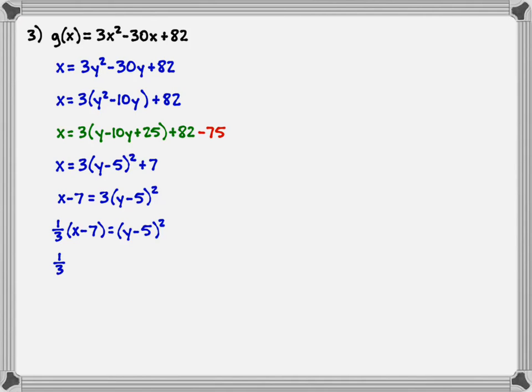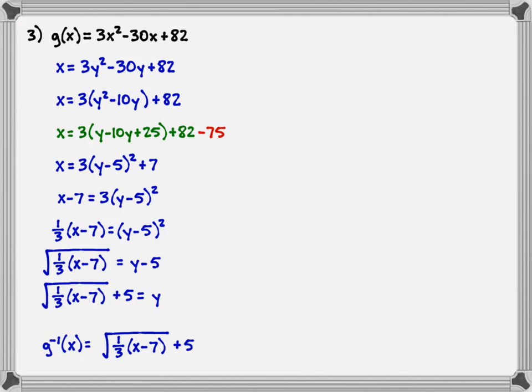And then we're going to square root both sides. And we could get the plus or the minus. That all depends on which part of the parabola we want if we're graphing this. And we're going to add 5 to both sides. And there we get our radical function. Now, that is our inverse function. So we say the inverse of g is equal to the radical of 1/3 times x minus 7, plus 5.